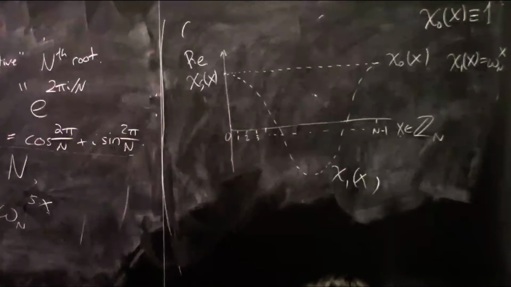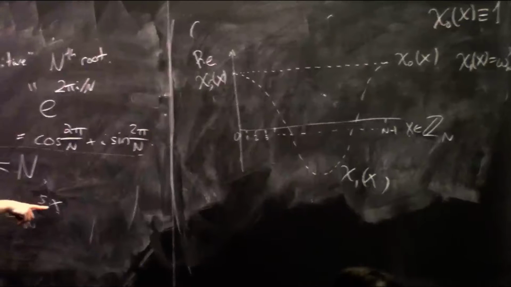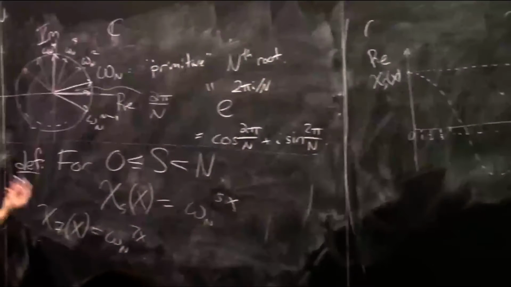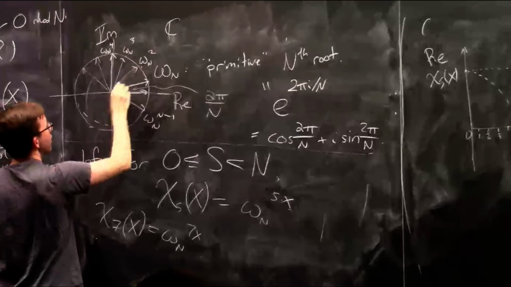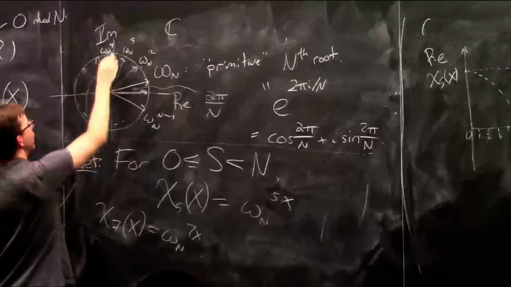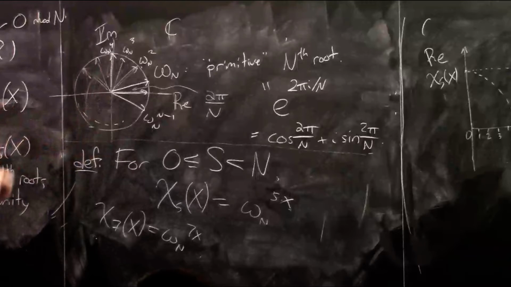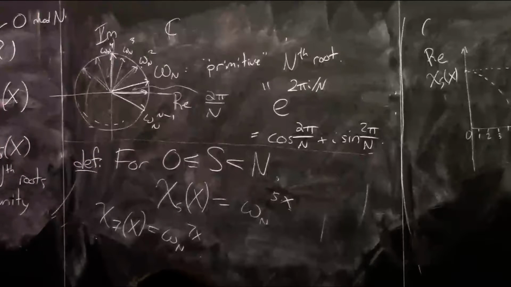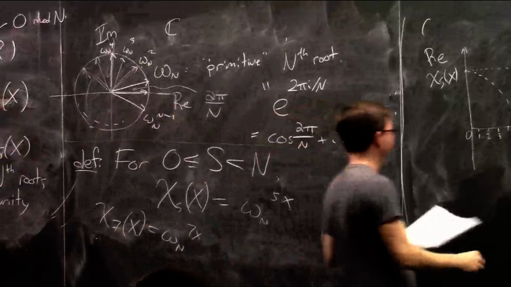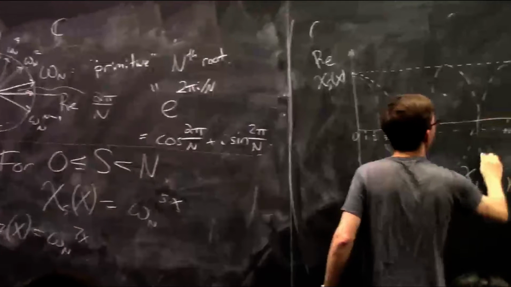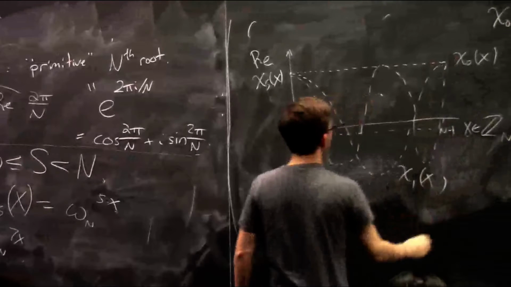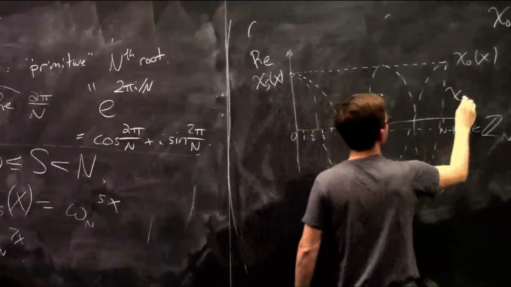And chi 2 of x is omega squared to the power of x. So chi 2 of x gives you the powers of omega squared: the first value, the second value, the third value. As x goes from 0 to n minus 1, it wraps around the circle twice. So it looks like, hopefully I can draw this, a cosine wave that's half as narrow. Anyway, that's chi 2 of x.